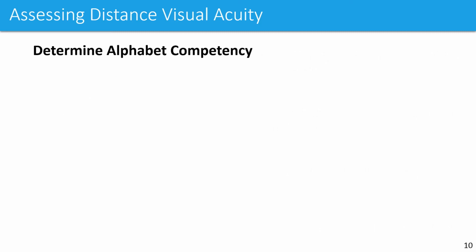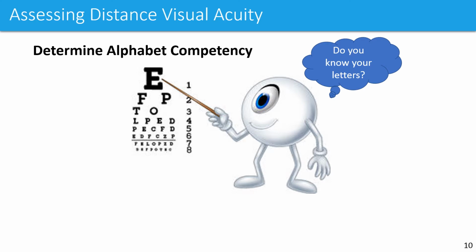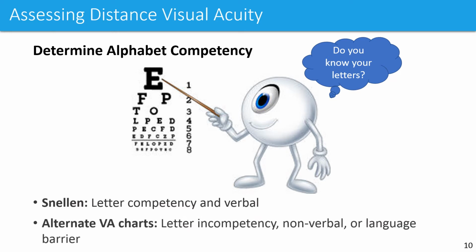Identify the child's familiarity and competency with the alphabet by asking the child, "Do you know your letters?" If the child says yes, is unsure, or gives an inconclusive answer, test the child by having them read a few letters at the 20/100 line with both eyes open. If they demonstrate competency with the letters, then you can proceed using the Snellen chart. If they are unfamiliar with the alphabet, nonverbal, or have a language barrier, use one of the alternate distance visual acuity charts.